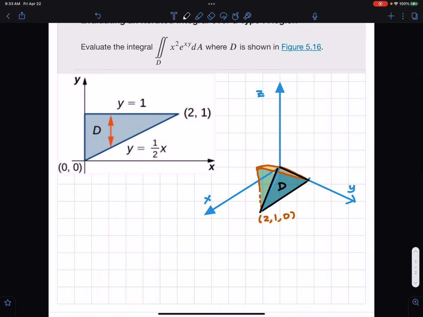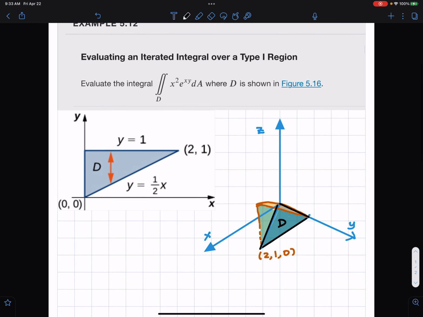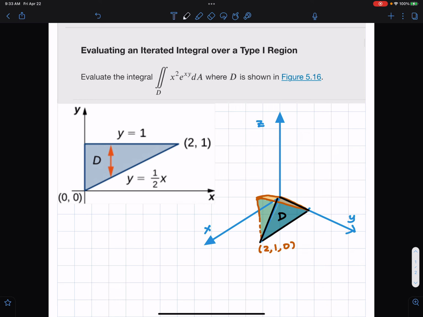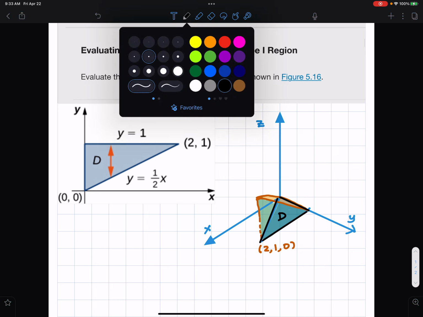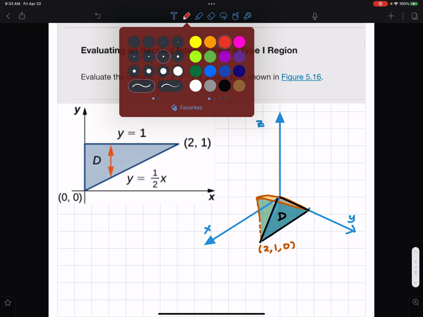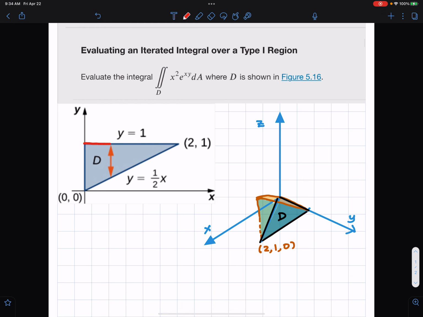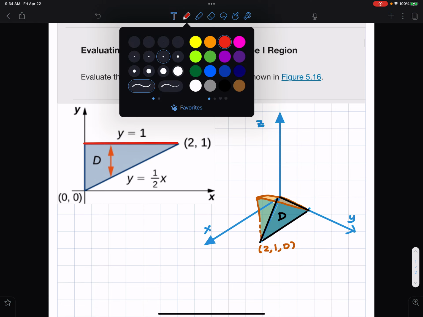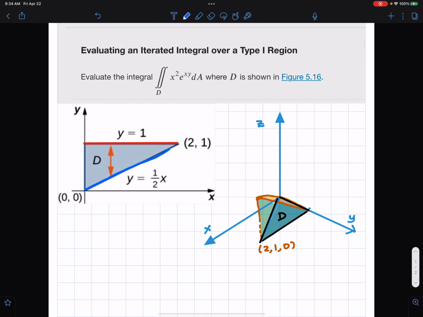Now D is what they call a type 1 region, as it says right here. We're going to evaluate this over the domain D. What does type 1 mean? It means that the region D is bounded by two functions, one on the top and one on the bottom. By function, I mean y is a function of x for both the top and the bottom. So what I like to do is write down D in set notation.